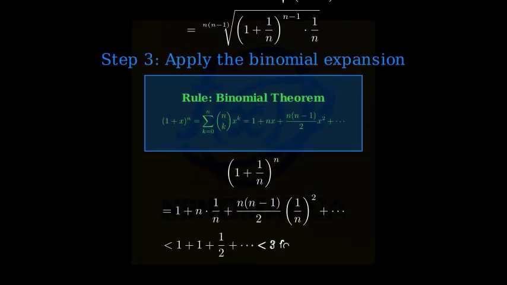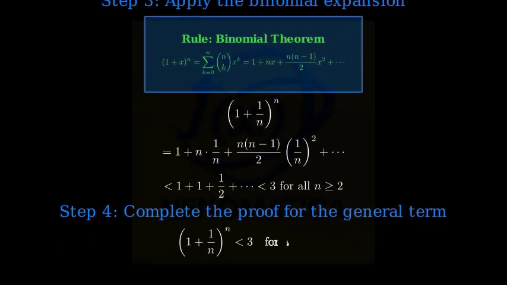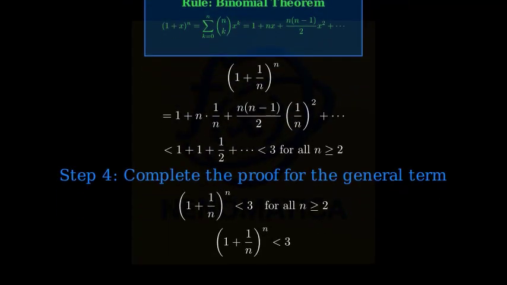We can estimate this sum to be less than 3 for all values of n greater than or equal to 2. Step 4. Let's use our bound to complete the proof of the general term. From our previous step, we established that 1 plus 1 over n raised to the power n is less than 3 for all n greater than or equal to 2. From this, we can derive the following inequality.